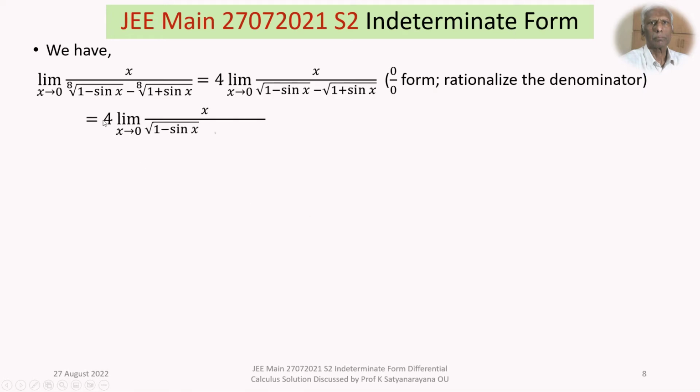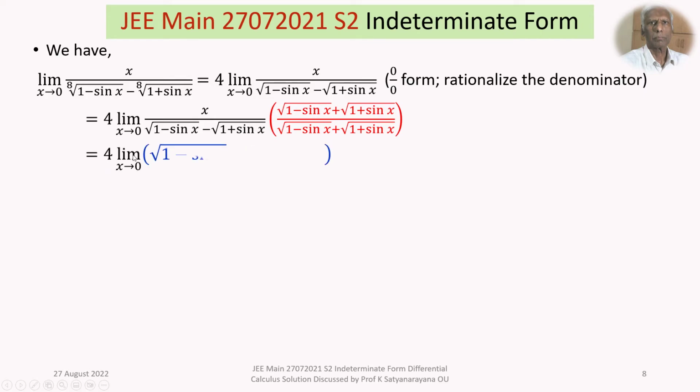So, 4 times limit as x tends to 0 of x by the square root of 1 minus sin x minus the square root of 1 plus sin x. Multiply and divide by the rationalizing factor of the denominator. The rationalizing factor is the square root of 1 minus sin x plus the square root of 1 plus sin x. When you multiply in the denominator, you will get 1 minus sin x minus 1 plus sin x. And this first factor will be as it is. Then it will be 4 times limit as x tends to 0 of the square root of 1 minus sin x plus the square root of 1 plus sin x, into limit as x tends to 0 of x by, when you multiply, 1 minus sin x minus, in brackets, 1 plus sin x.